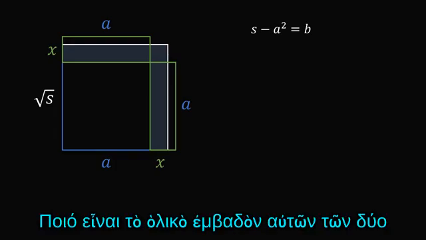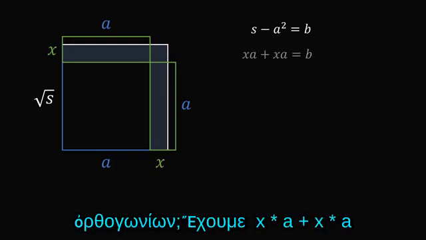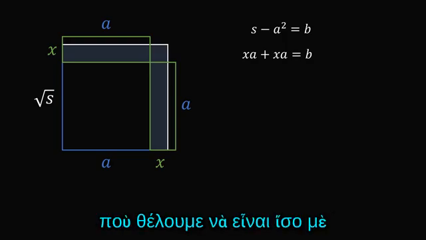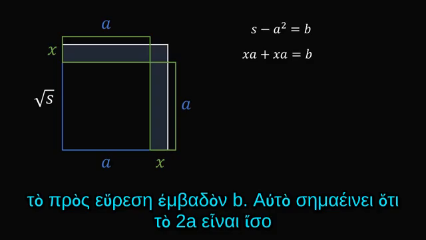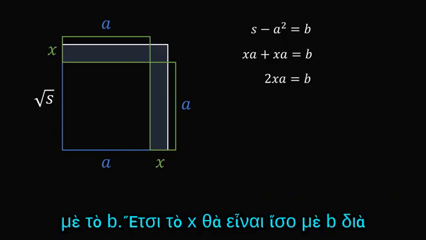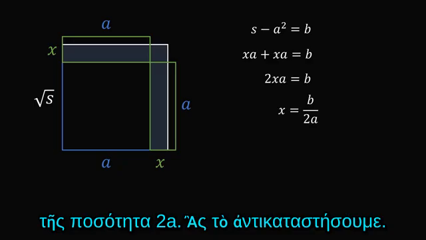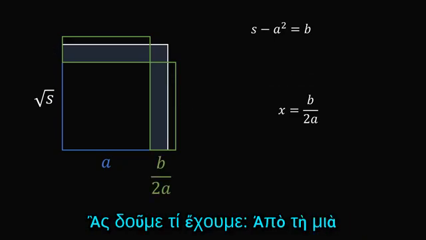Now, what's the total area of these 2 rectangles? We have x times a plus x times a, which we want to be equal to that missing area b. This means 2xa is equal to b, so that x is equal to b divided by the quantity 2a. So let's substitute that in. Now let's look at what we have.